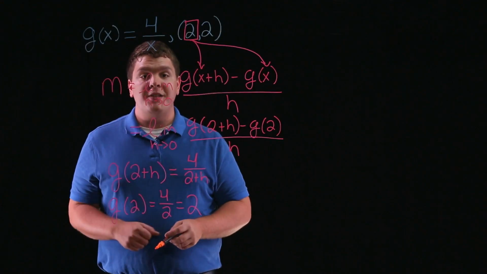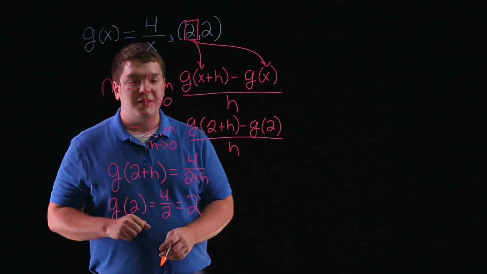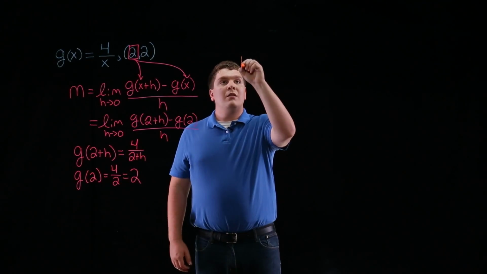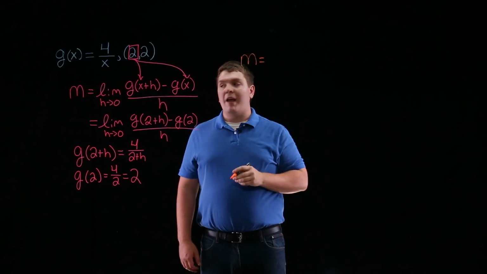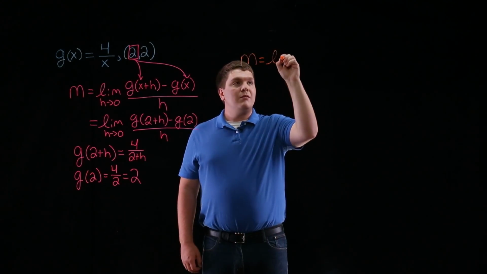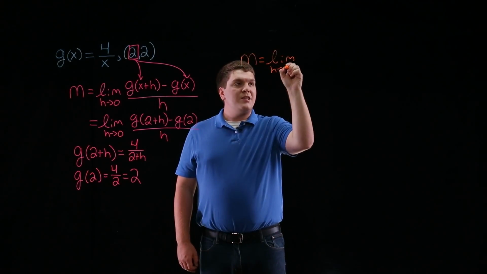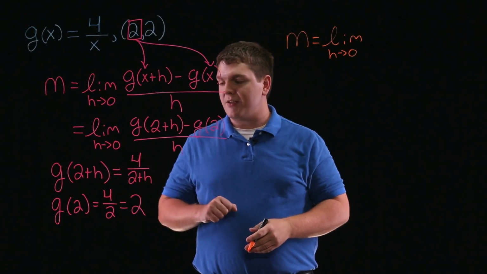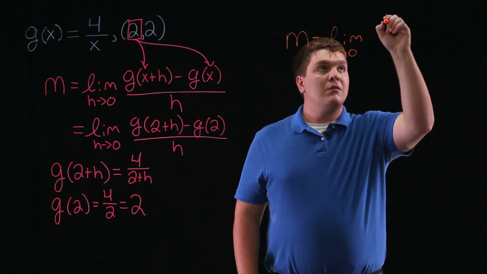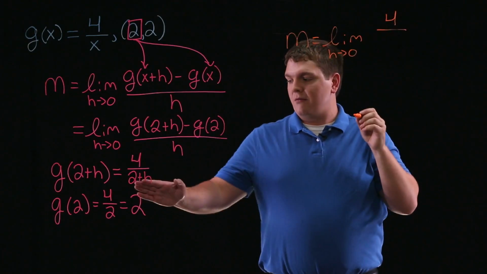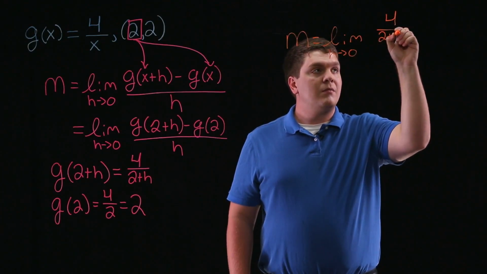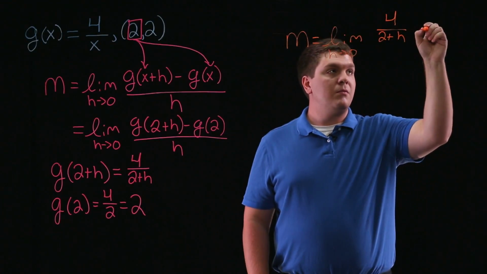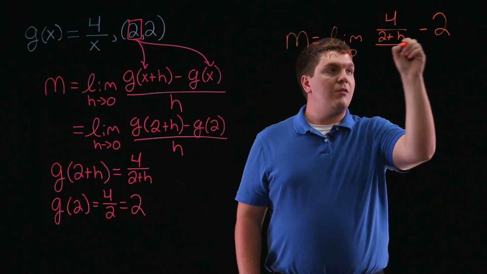So now that we found these two pieces of information, we can come back to this equation here, and we can find the slope of our graph at the point (2, 2). So m is equal to the limit as h approaches 0 of our g of x plus h, so our g of 2 plus h, which is 4 divided by 2 plus h, minus our g of 2, which is 2. And this is all divided by h.